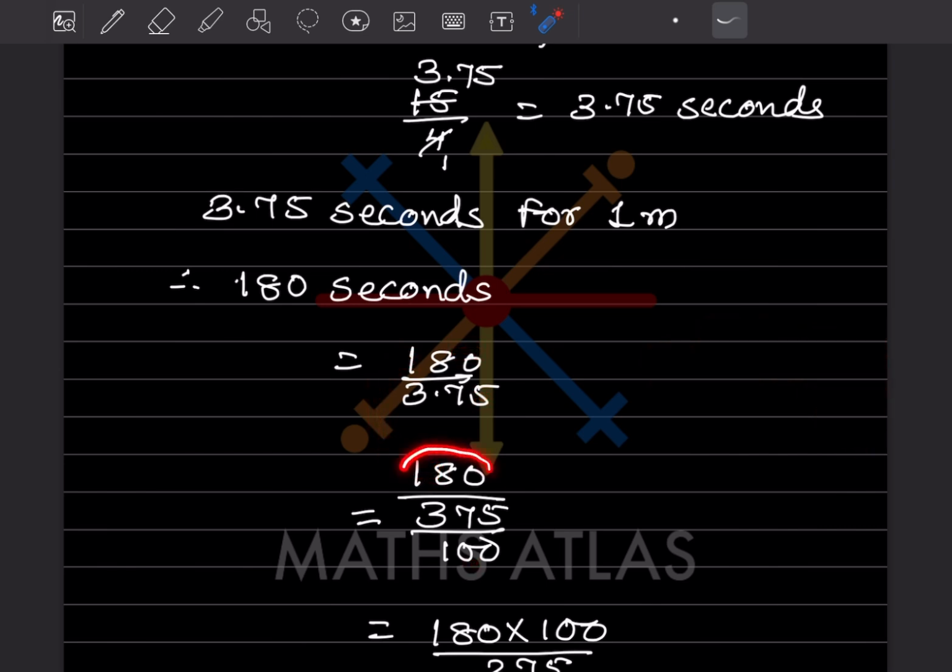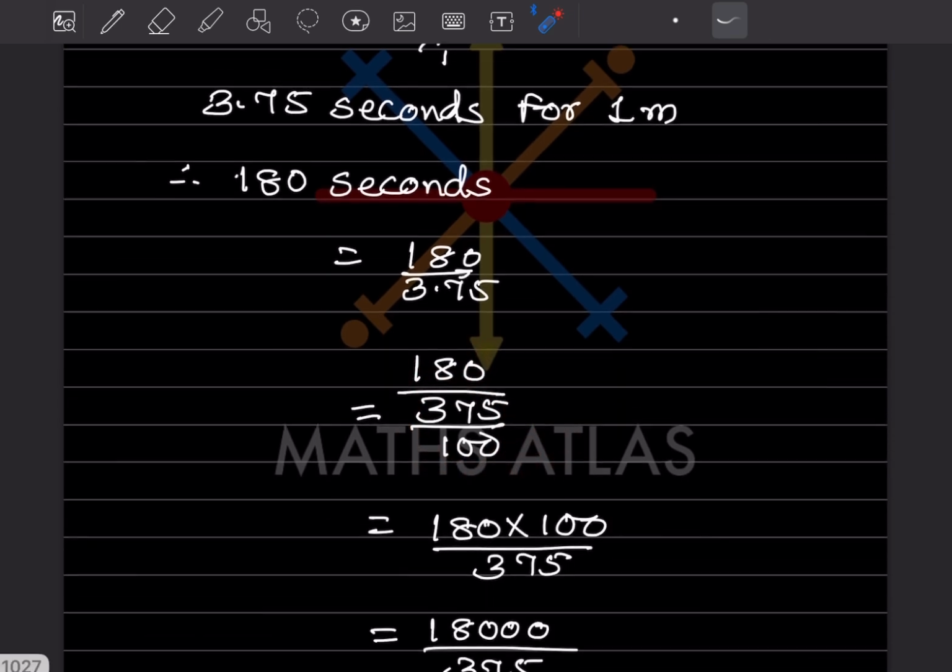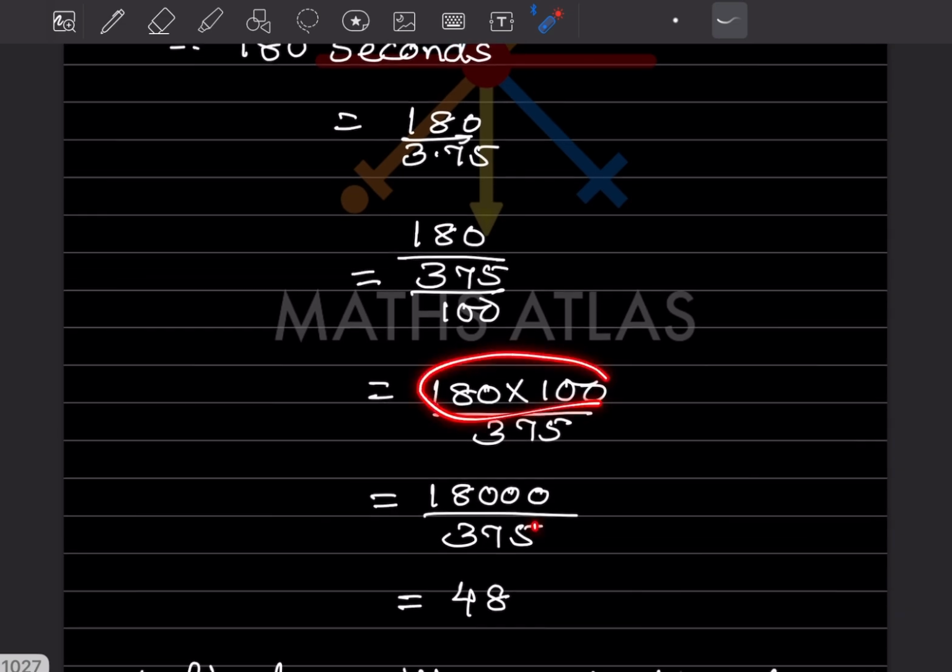So now this is the numerator and this is the denominator. So the numerator stays as it is, that is 180, but this gets flipped over. So 100 goes in the numerator and this is by 375. So this will be 18,000 divided by 375, that is going to be 48.